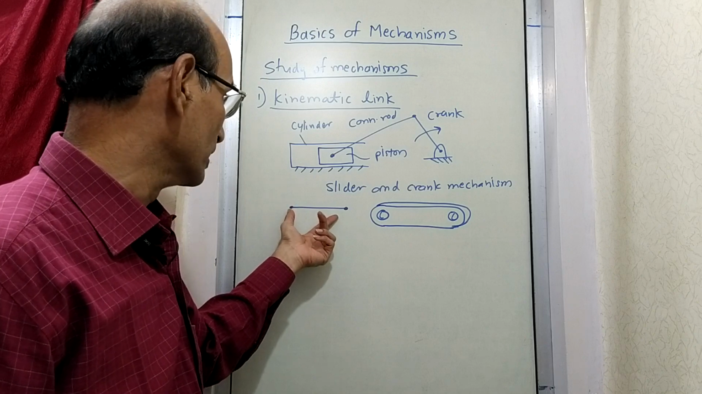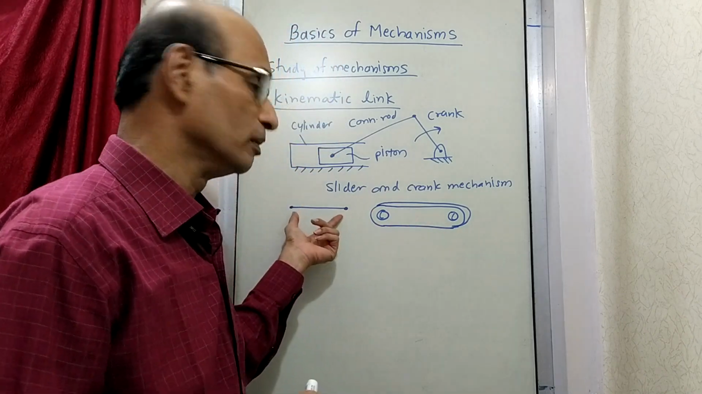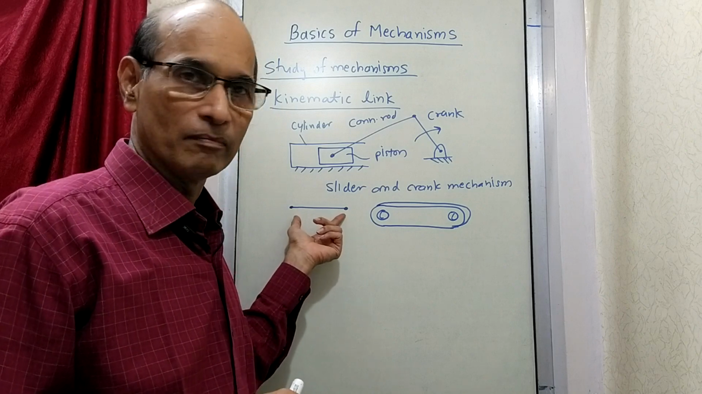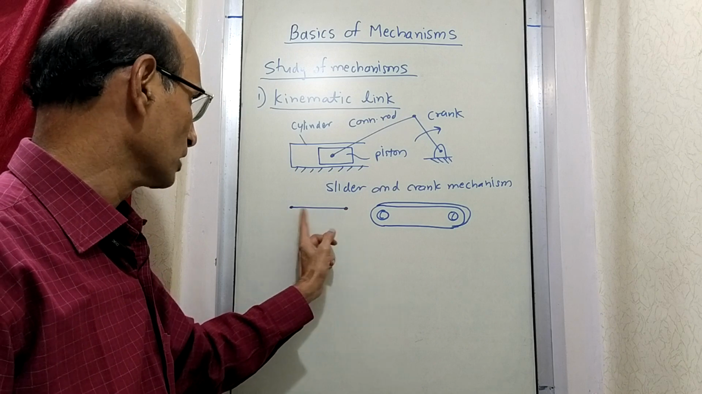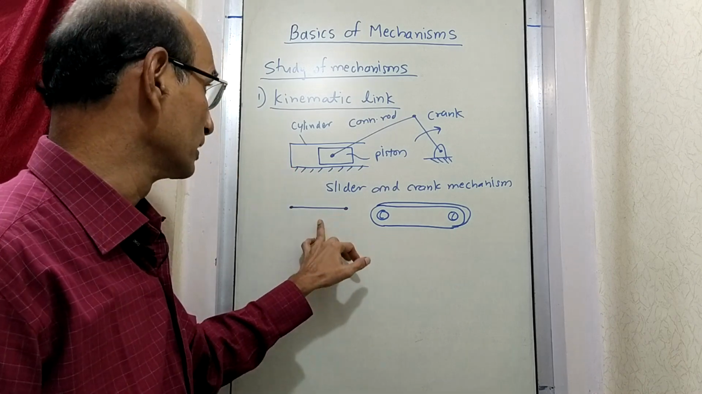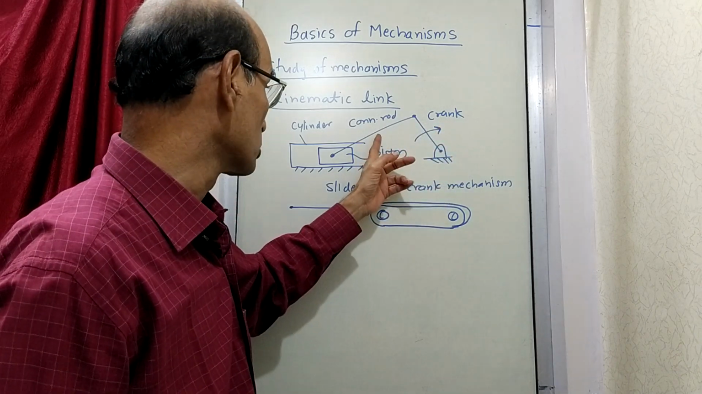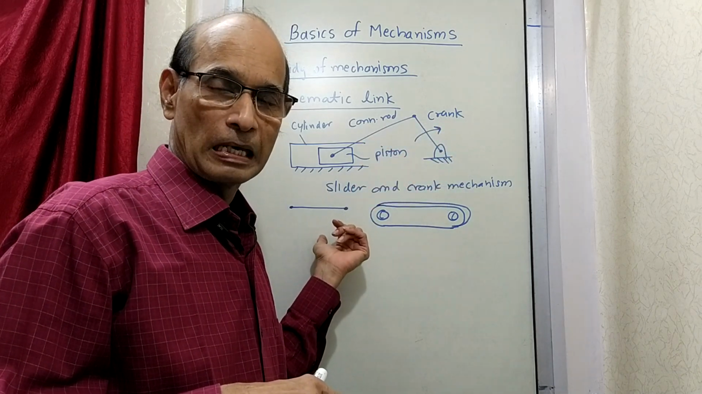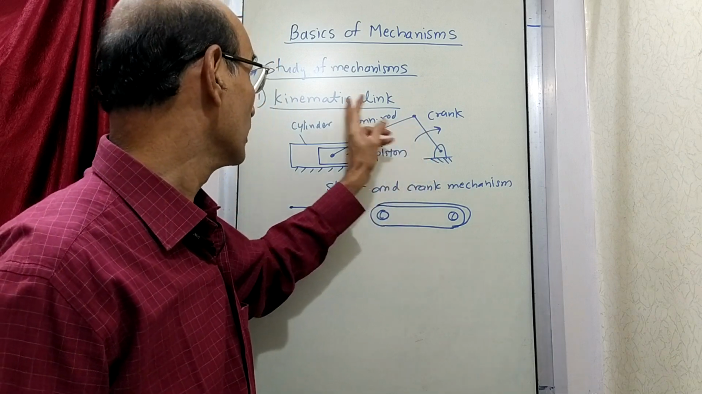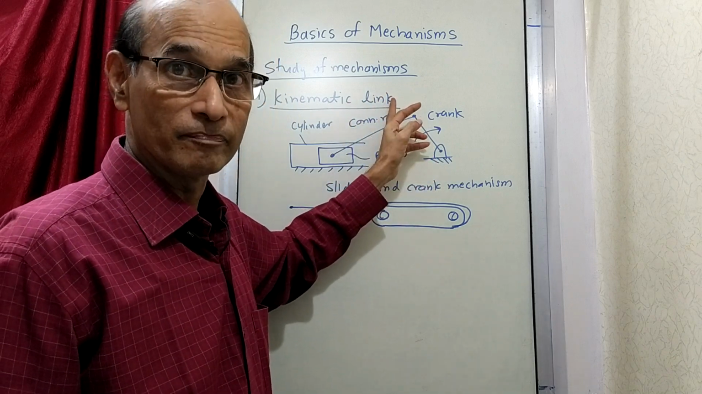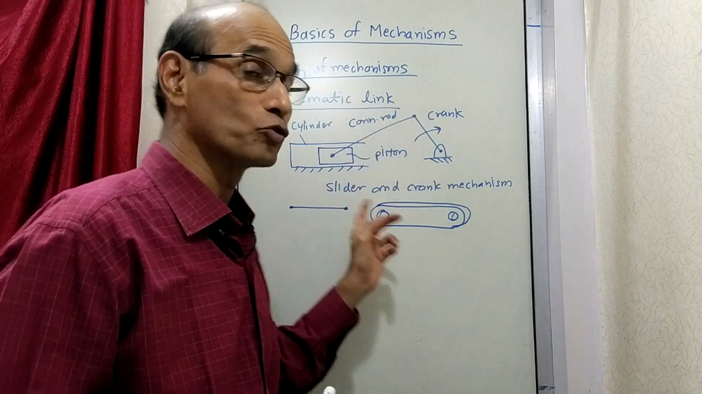So a link is like this. What is shown here is the actual link, and this link is shown in the form of a schematic diagram like this, just a line, with the pin joints shown like this. In the schematic diagram, this represents the crank in this case. Even the connecting rod can be shown in the same way. What we see from all this is that it is a kinematic link, which is the general name, and this kinematic link has to be rigid.